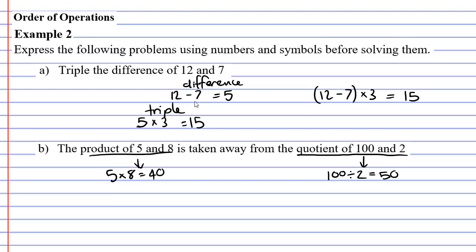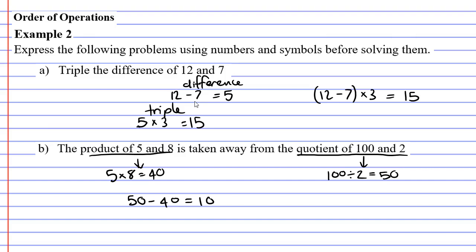Alright, so we've got these two parts. Now, it said that the product of 5 and 8 was taken away from the quotient of 100 and 2. So that means at the end you would have gone, well, I've got my 50 and I take away the 40. Even though the 40 is written first, if it's taken away from something, you actually write it at the end. And 50 minus 40 is 10. So that's our solution, but once again, we need to write this as one problem using words and symbols. So how are we going to do that?